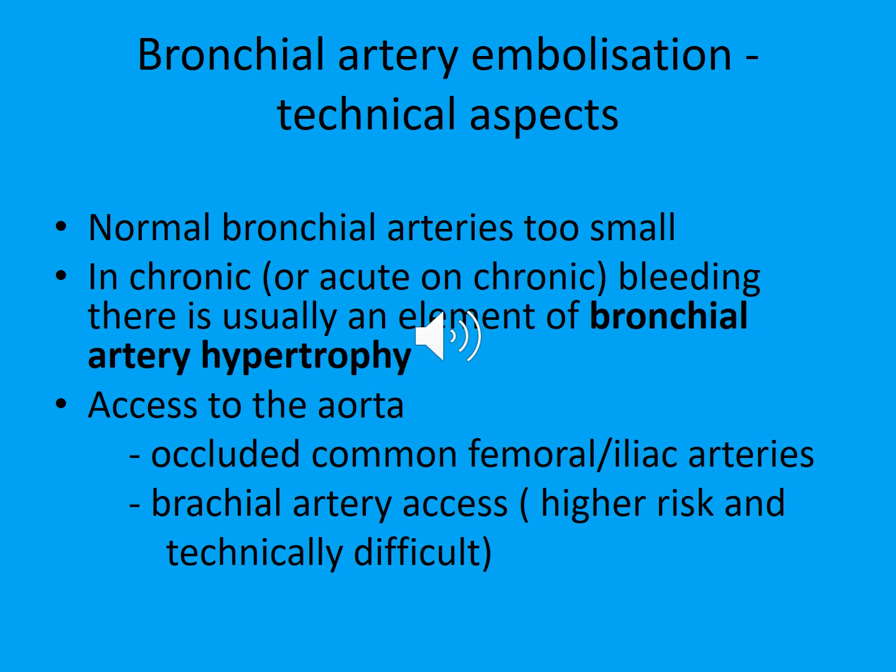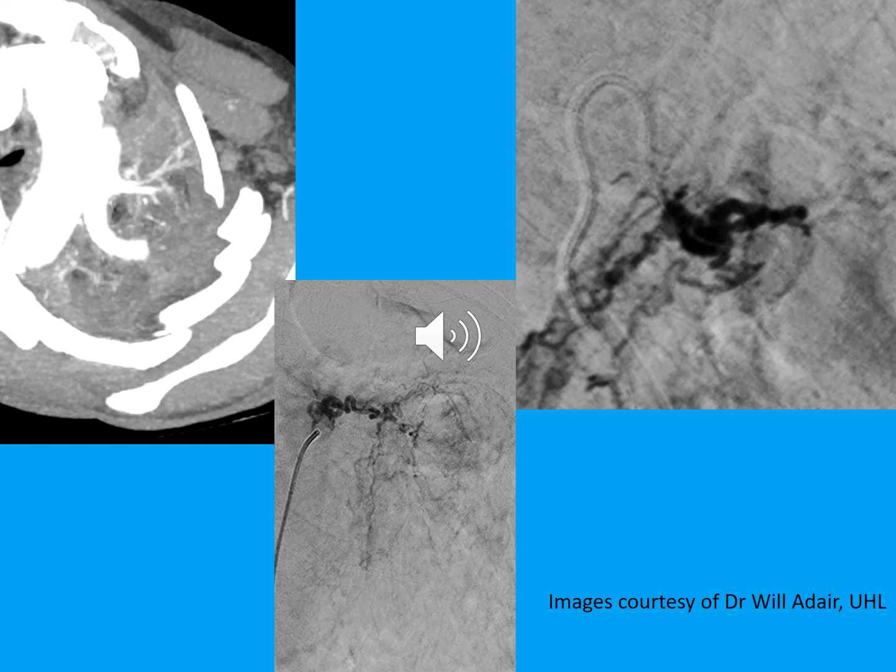For a successful procedure, access to the aorta is needed. In patients with occluded common femoral or iliac arteries, brachial artery access can be used, but this comes with higher risk, and this access is technically difficult. Images on this slide show examples of hypertrophic bronchial arteries on an angiogram. The abnormal arteries were identified on a CT scan.